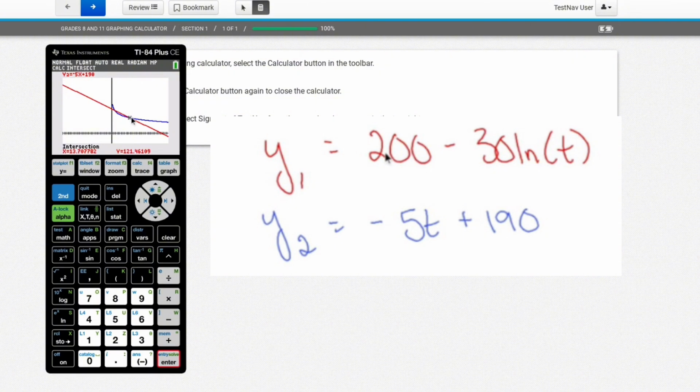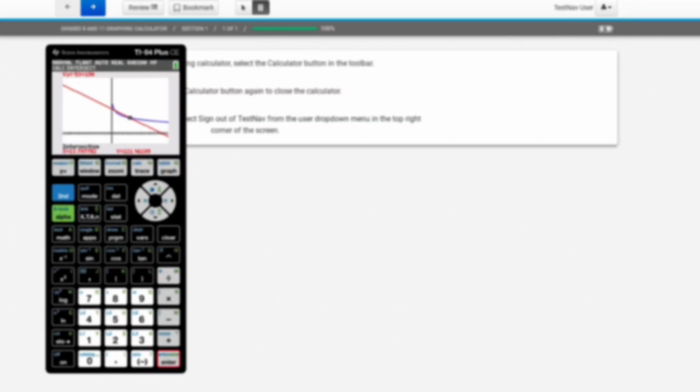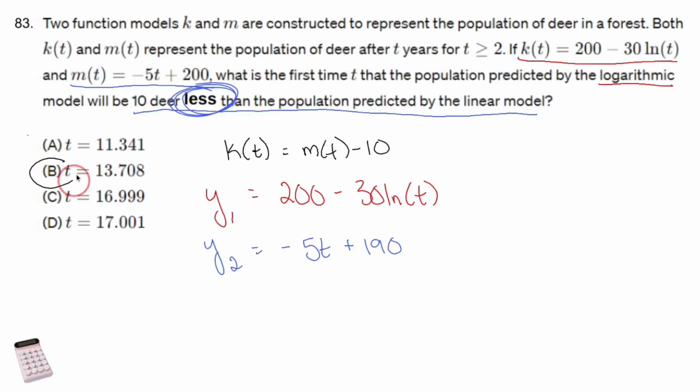13.708 should be my guy. So I'm going to run back to my calculator, hit 13.708, and get my answer. Tricky, tricky problem. This was a tricky problem.